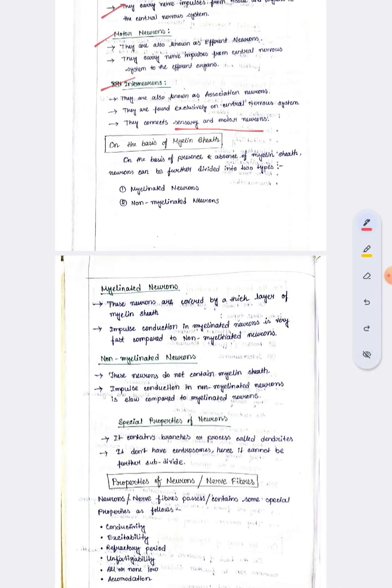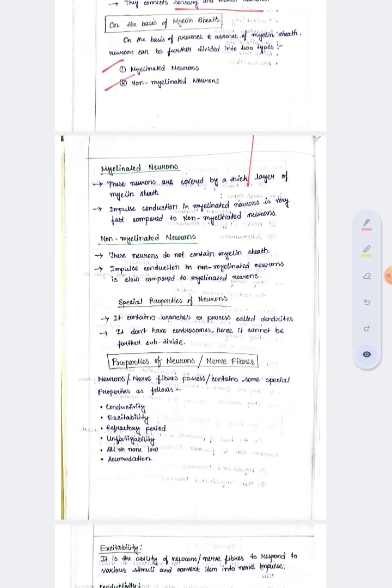On the basis of presence and absence of myelin sheath, neurons can be further divided into myelinated and non-myelinated. Myelinated neurons are covered by a thick layer of myelin sheath, and non-myelinated neurons do not contain myelin sheath.